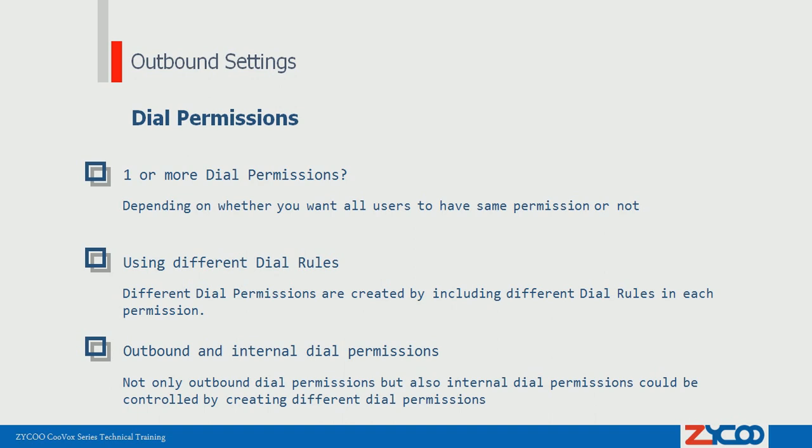The dial rules created previously have to be enabled in the dial permission, so eventually the extension user can dial the specific numbers using the dial rules. You may use one or more dial permissions depending on whether you want all users to have the same dial permission or different dial permissions. Different dial permissions are created by including different dial rules in each of the permissions.